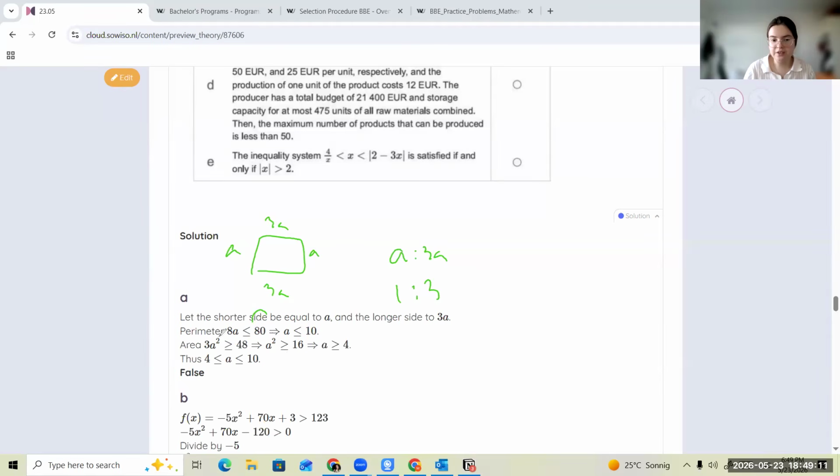And the area, when you're multiplying 3A times A, 3A squared, has to be greater or equal to 48. You solve for A. You obviously choose the positive answer here because you cannot have a negative side length of the field. And thus, because this is a system of inequalities, A has to be between 10 and 4. So less than 10, but greater than 4, the shorter side.